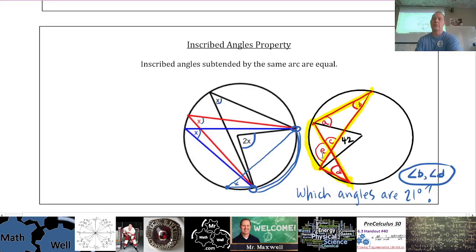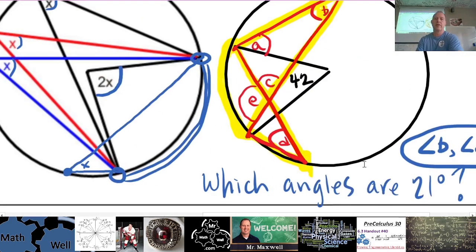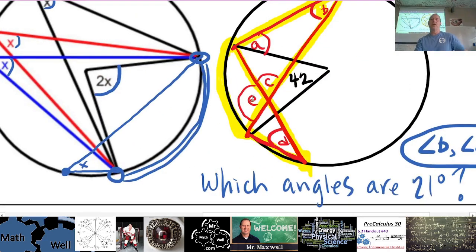Actually, that's a good question before we move on. Let's consider that. Is E 21 as well? Because E subtends the exact same arc as 42. So is E 21 as well? We might have missed one. What do you think? It subtends the same arc, doesn't it? Does it satisfy the other condition, that the vertex of this angle would be on the circle somewhere? Yeah, the vertex is right here.